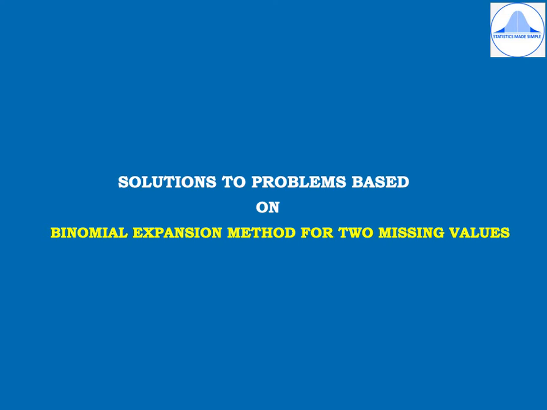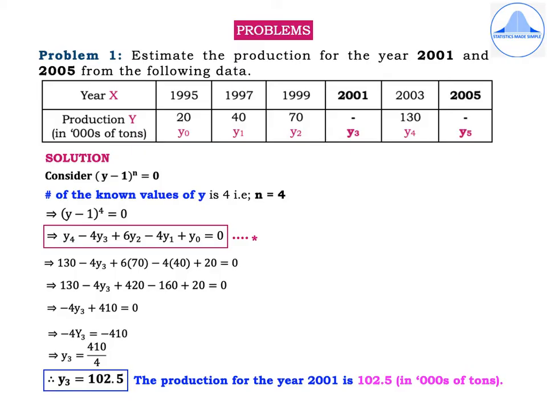In this video, we'll find solutions to problems based on the binomial expansion method for two missing values. Problem 1. Estimate the production for the year 2001 and 2005 from the following data.